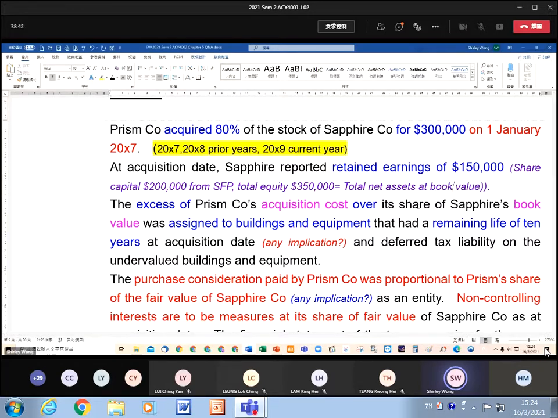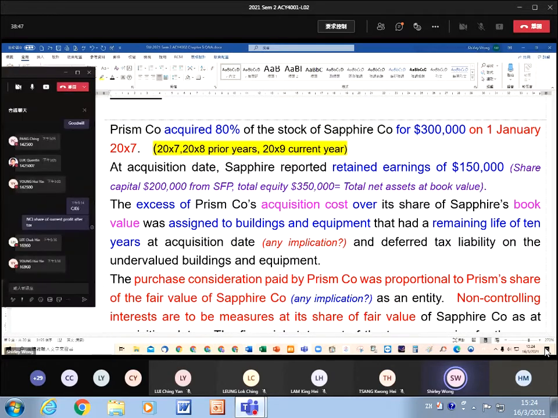Okay, so with this information, it is easier when you prepare the first consolidated journal entry to find out the goodwill. So this second paragraph gives you the idea that when they give you the retained earnings, you need to find out the total equity as well as the total net assets at book value. And in this case, since there is no indication that there was a new issue of shares by the subsidiary after the acquisition, we will take this amount from the statement of financial position. That is 200,000.